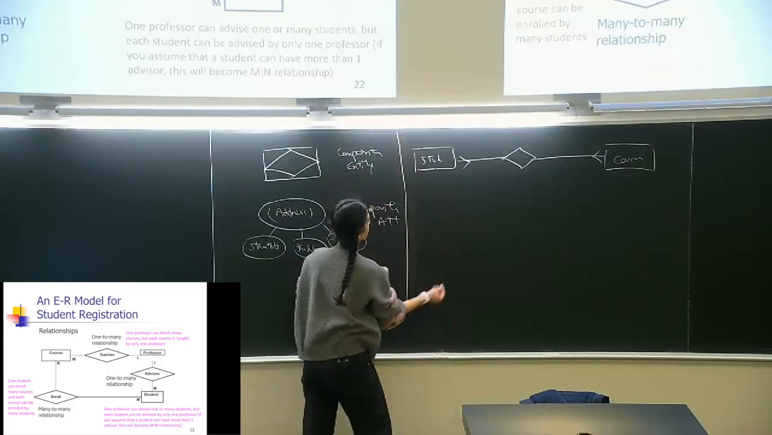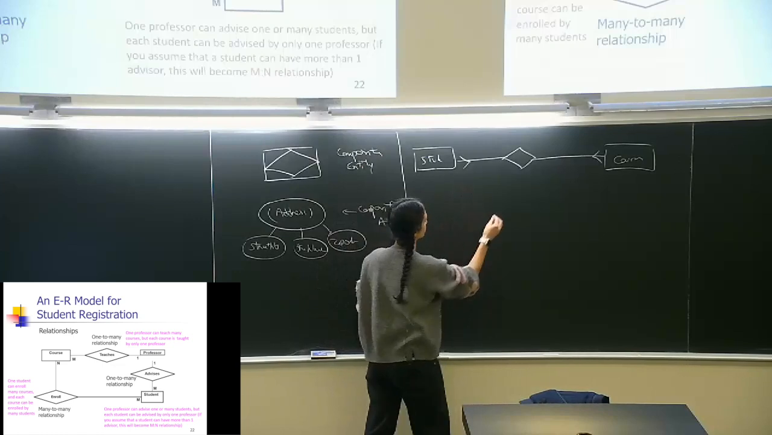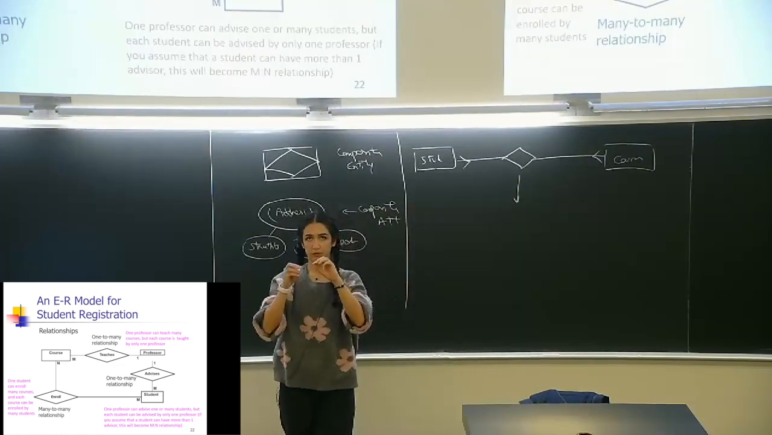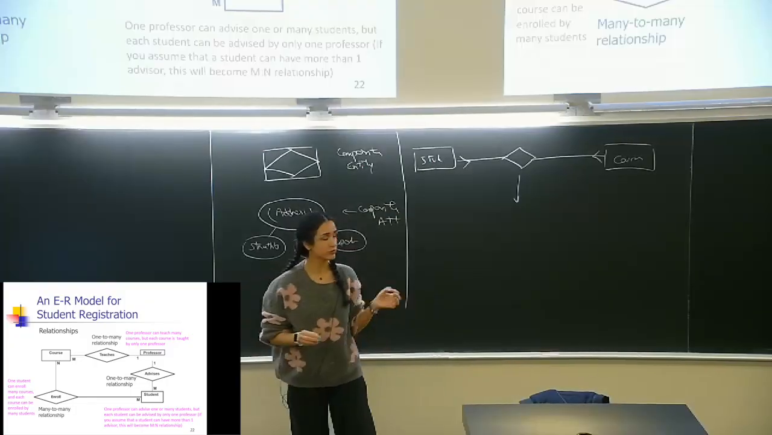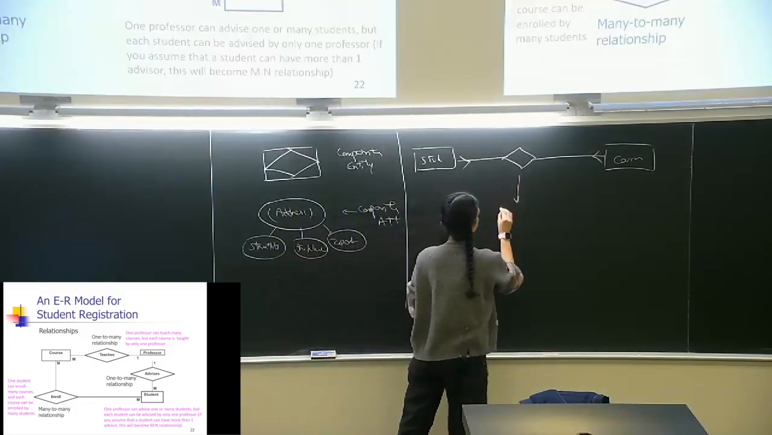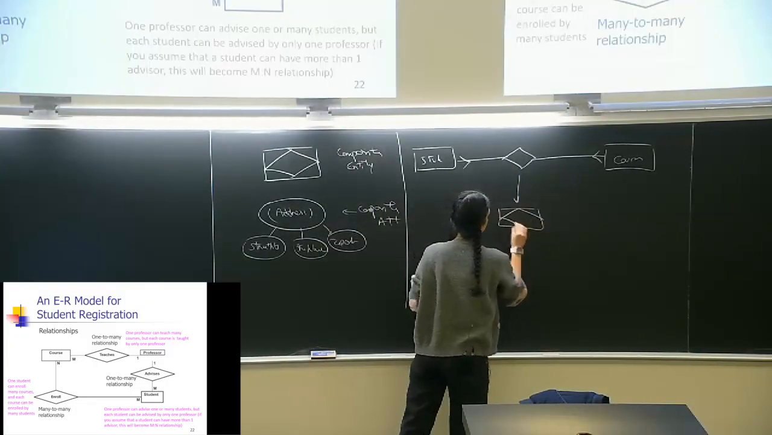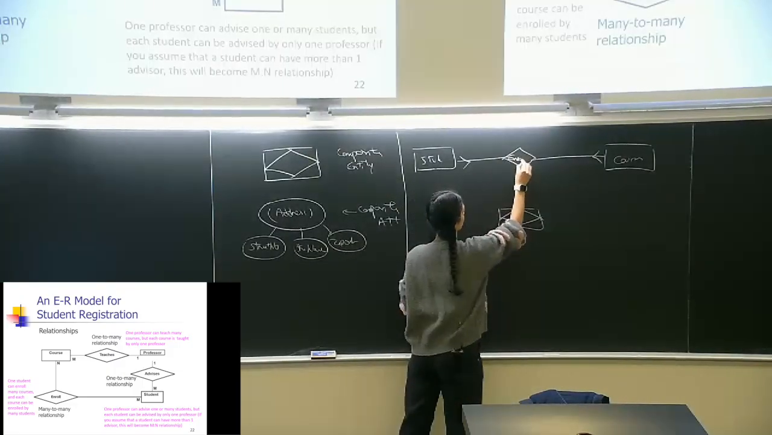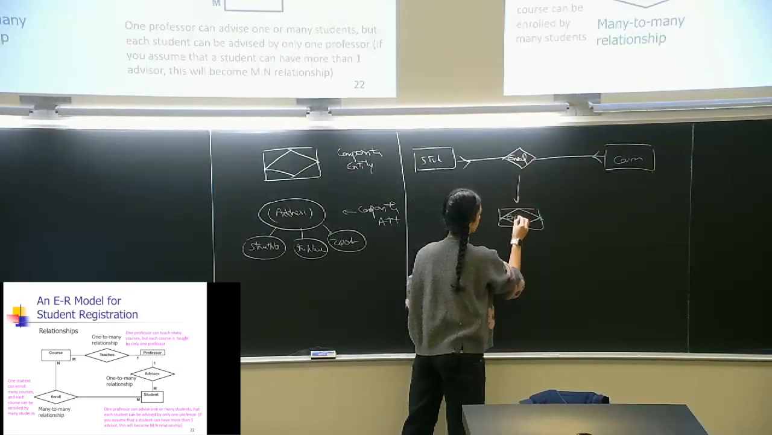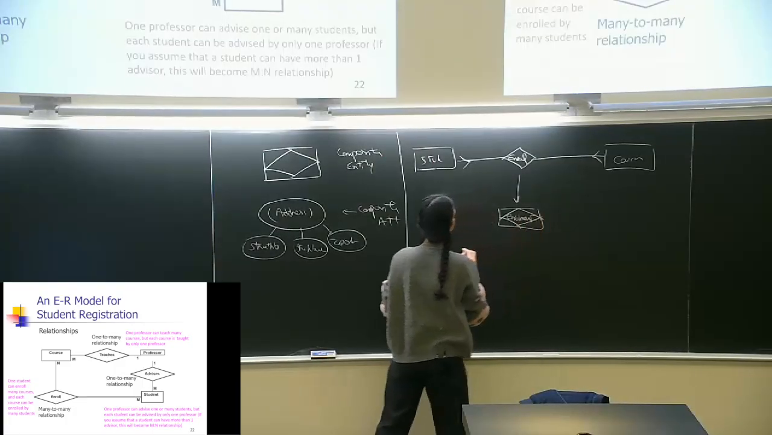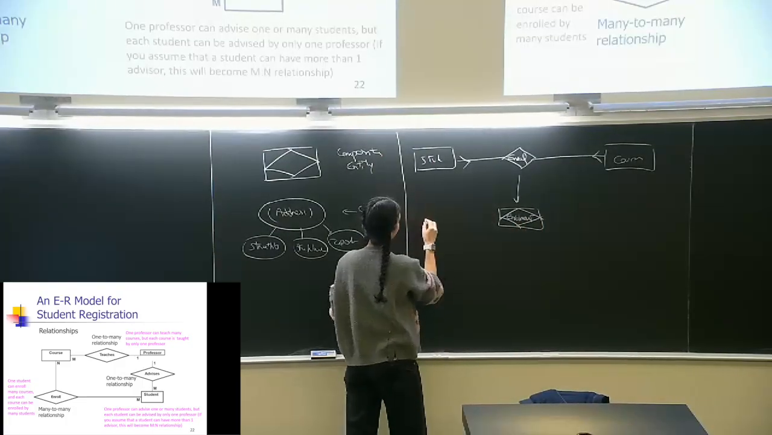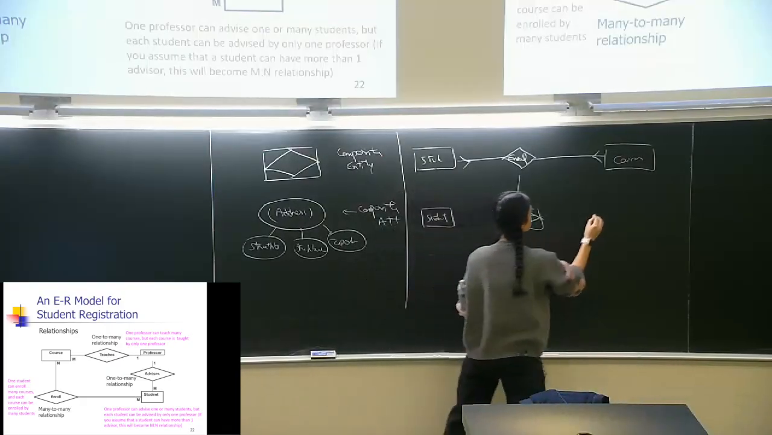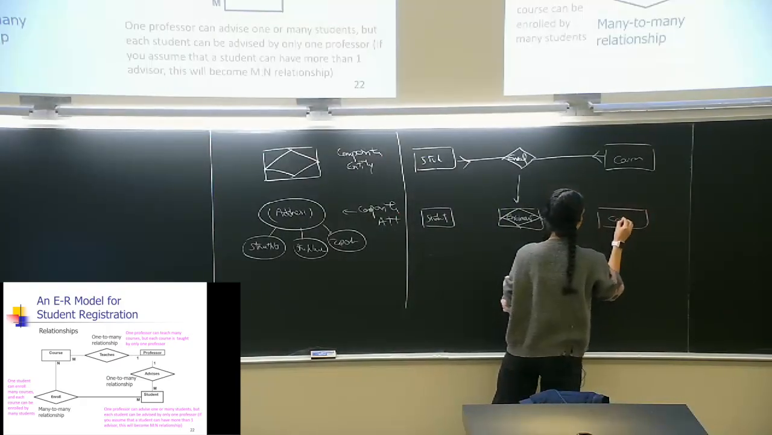And so if that's the case, you have to convert it into two one-to-many relationships using associative entities, right? So this will be converted to an associative entity, like enrollment, right? And then you still have this, right? The rest is the same.